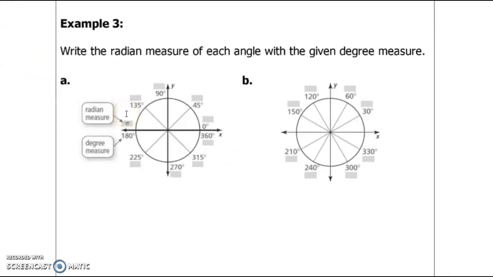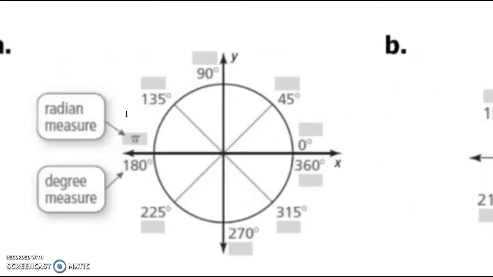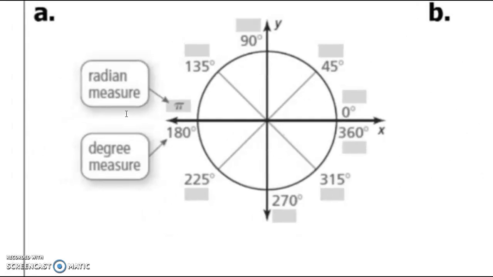Okay, so we're going to take a look at example 3. On example 3, it wants us to write the radian measure that is equivalent to each degree. So zoom in a little bit here. As you can see right here, the radian measure that's equivalent to 180 degrees is pi. So 180 degrees is equivalent to pi.